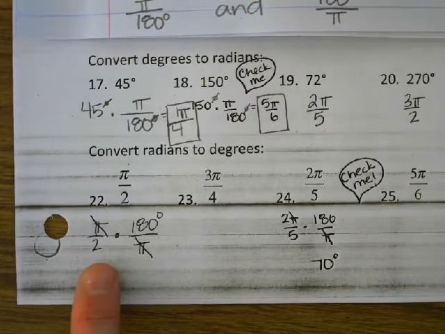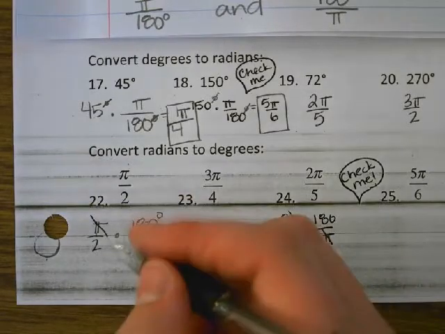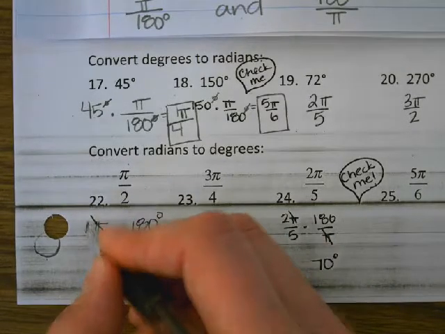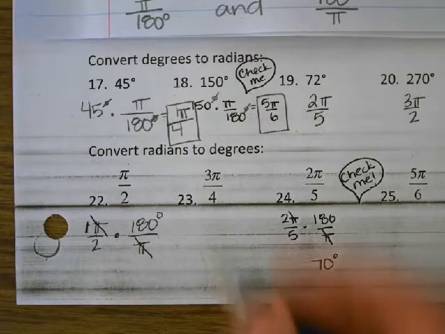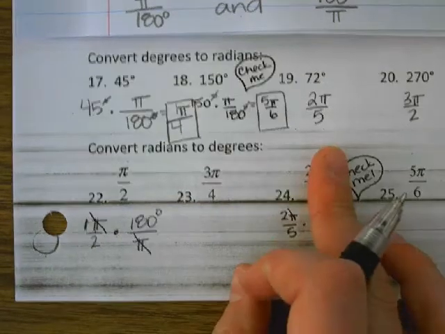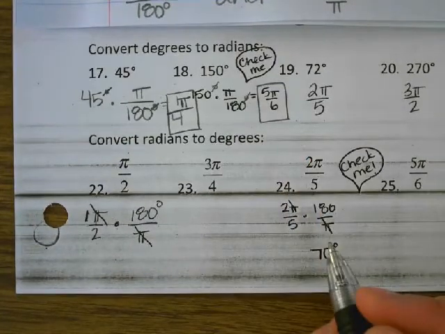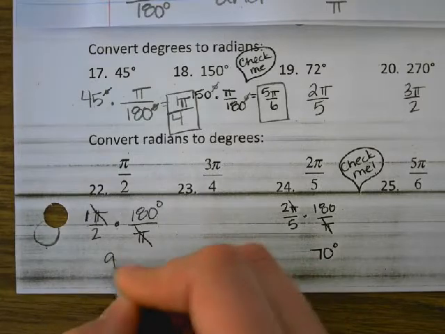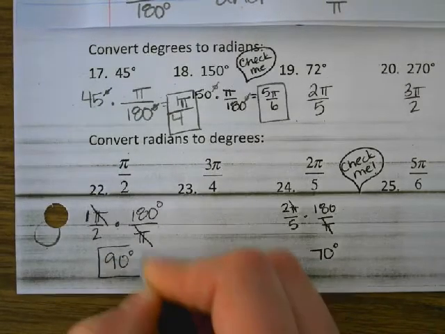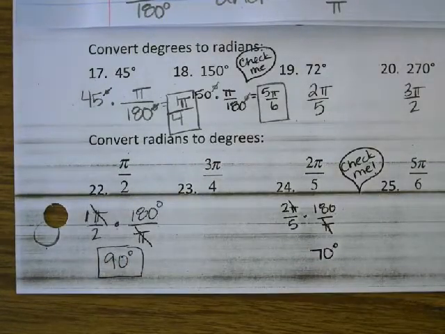And the thing that I'm going to type into my calculator, I got to remember that this was a fraction. I'm going to type in 1/2 times 180. 90 degrees. Make sure you put your bubble on it, right? It's got to have a bubble to be in degrees.